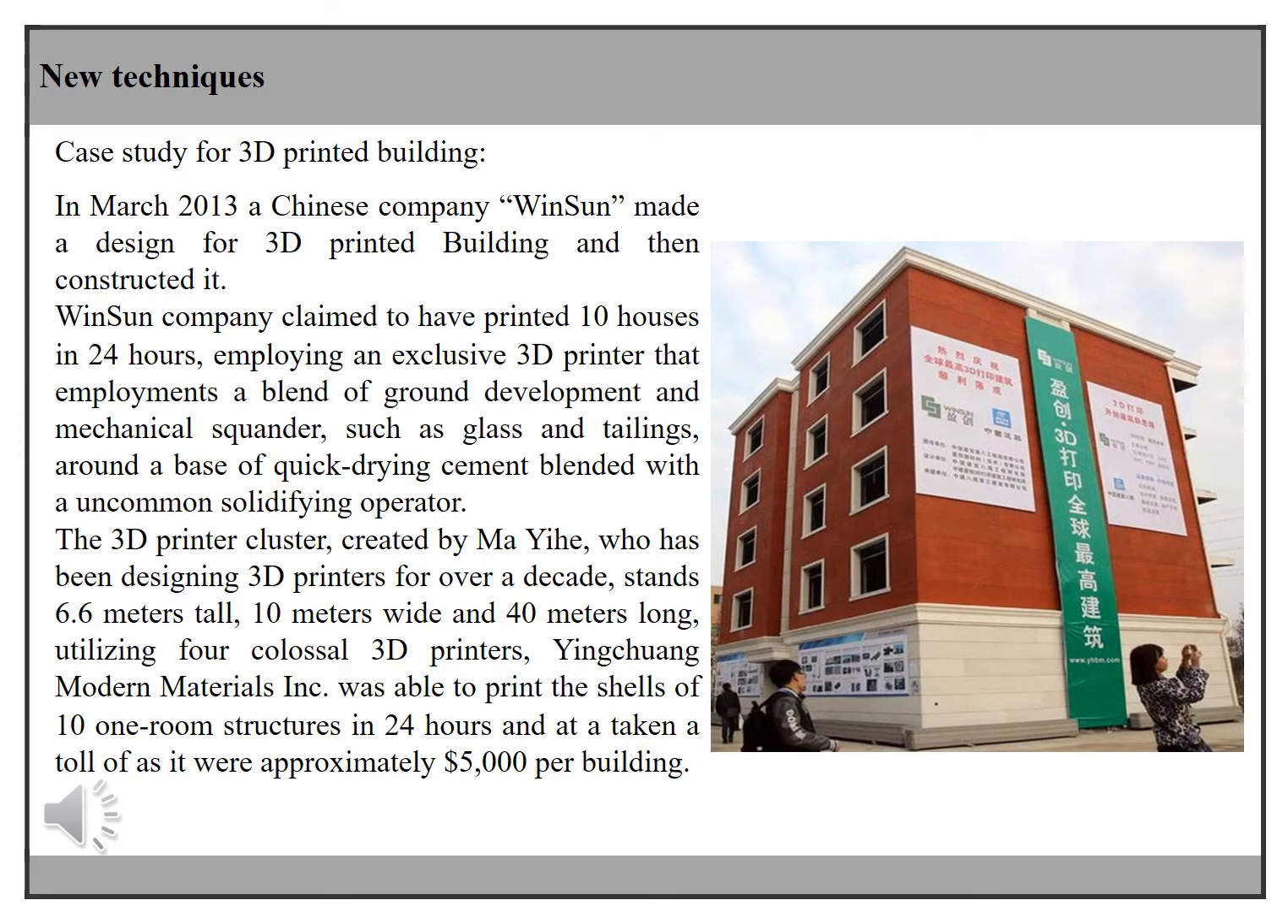As a case study for 3D printed building, in March 2013, a Chinese company, now Winsun, made a design for a 3D printed building and then constructed it. Winsun claimed to have printed 10 houses employing an exclusive 3D printer that employs a blend of ground construction and industrial waste, such as glass and tailings, around a base of quick drying cement mix with a special hardening agent.